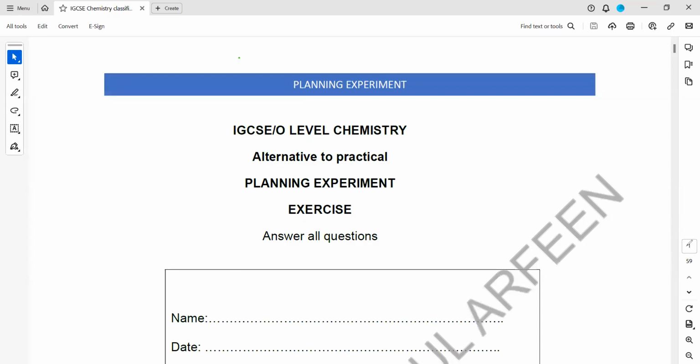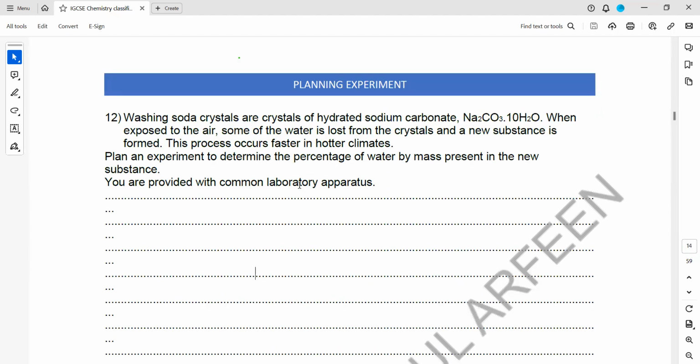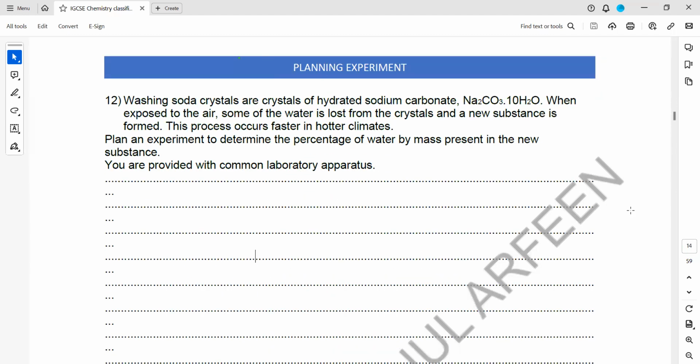So how we plan an experiment, the last one we were discussing was finding the percentage of the water in the new compound. Washing soda crystals, which are hydrated sodium carbonate, when we expose them to air, some of the water is lost and a new substance is formed.